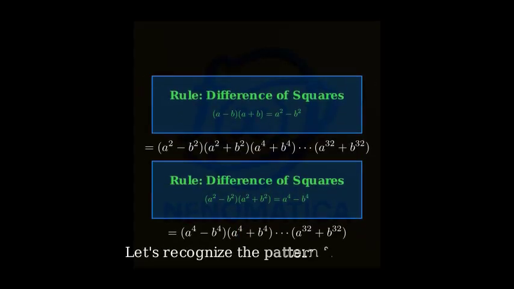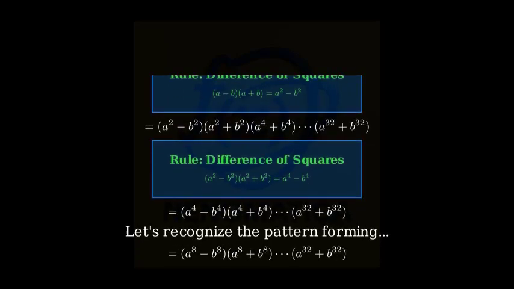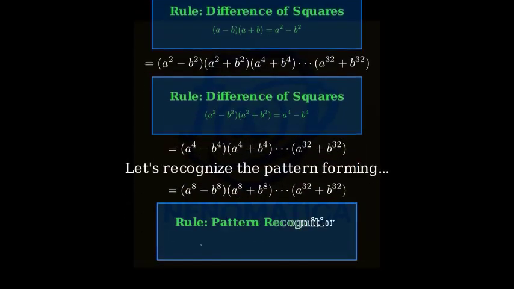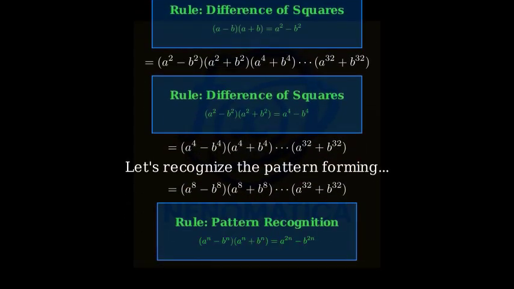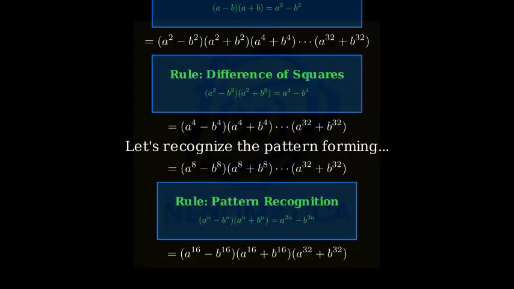Let's continue applying our algorithm. We can see that each time we apply the difference of squares formula, we're doubling the exponents. So after the next application, we would get a to the eighth power minus b to the eighth power. Let's follow the algorithm to continue applying this pattern. We recognize that each time we multiply the difference and sum of the same powers, we get the difference of the next doubled power. So the next step gives us a to the 16th power minus b to the 16th power times the remaining terms.